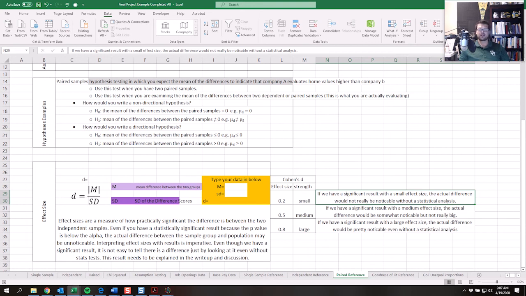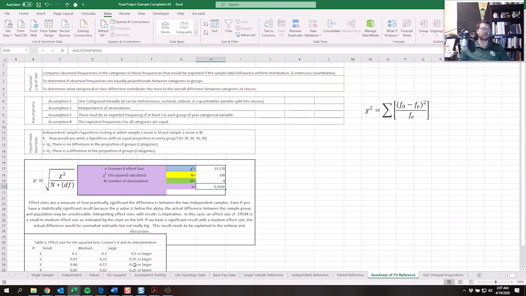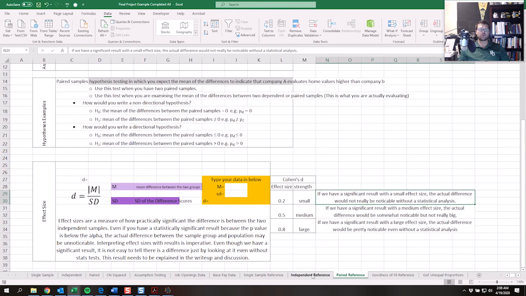And then last but not least, I'm going to show you guys really quick. We're not going to go over this super much, but right now at least, Cramer's V is the last effect size, and Cramer's V is specifically for goodness of fit for equal and unequal proportions. And we'll get into that a little bit more. Same thing, it's got a small, medium, and large effect size. So just be aware that these exist.